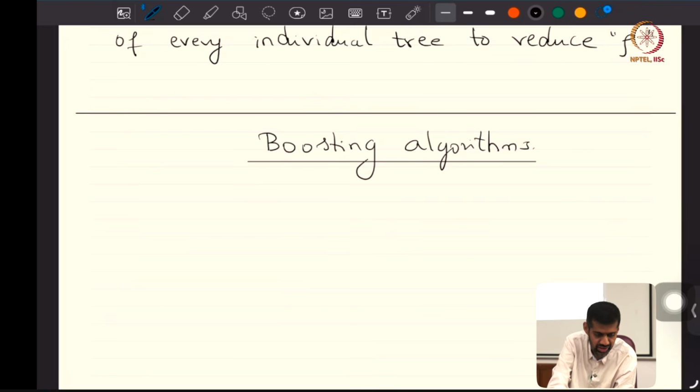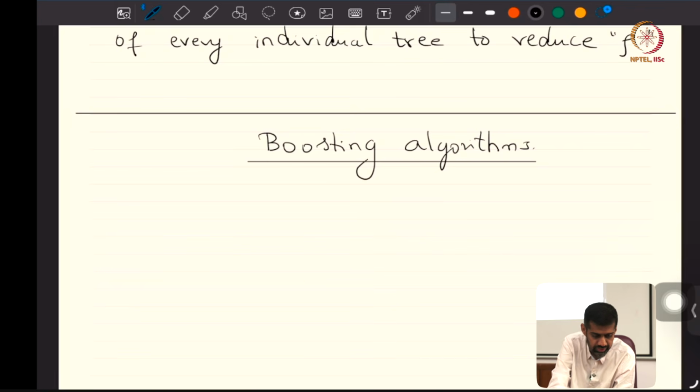So, let me write the math. Got it, right? In bagging, we just take a data set and we train a classifier on top of it. So, now can we make it more principled by casting it as an optimization problem over the function spaces? That is the question that is asked in boosting. Let us define what boosting is.